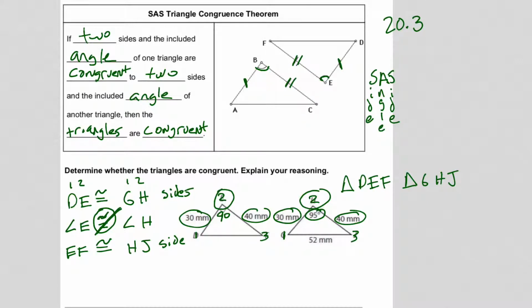So this would be triangle DEF is basically not congruent to triangle GHJ. And the reason is, we don't have a side angle side condition here. So let's take a look at another example. And I'll give you a moment to get caught up on the notes.